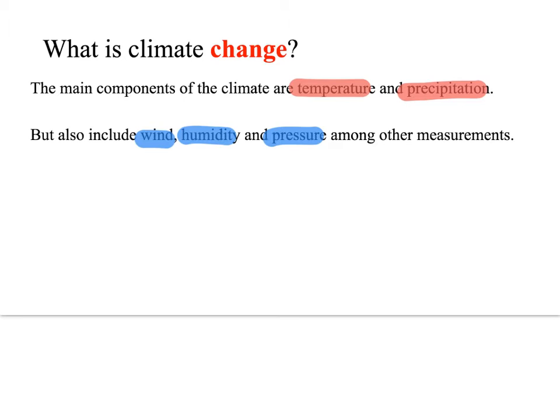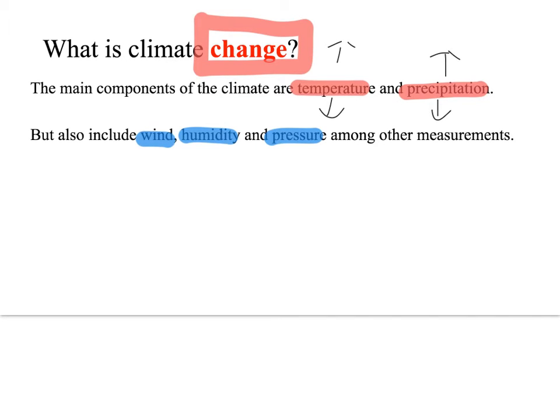And so as part of climate change, we're really just looking at how these things can either increase or decrease. Temperature can increase, or the temperature can decrease, and likewise with precipitation, it can increase or it can decrease.